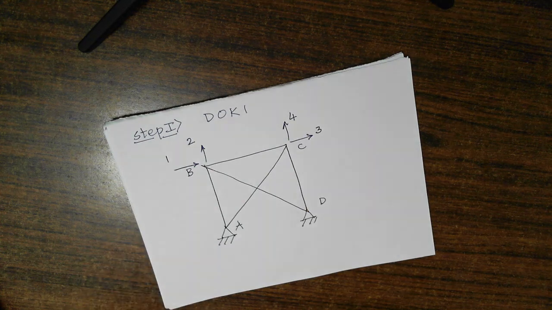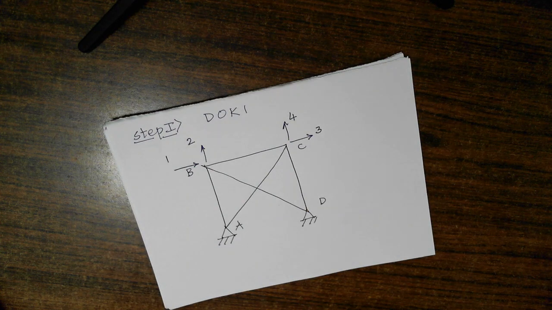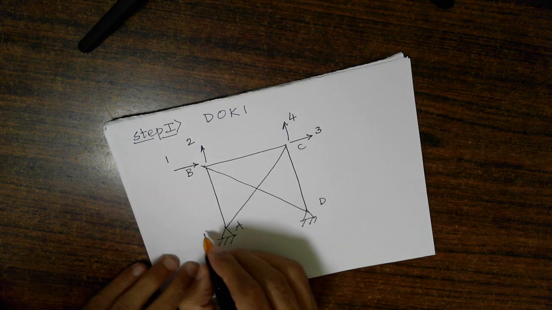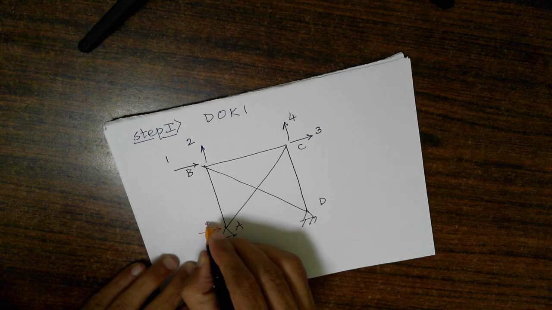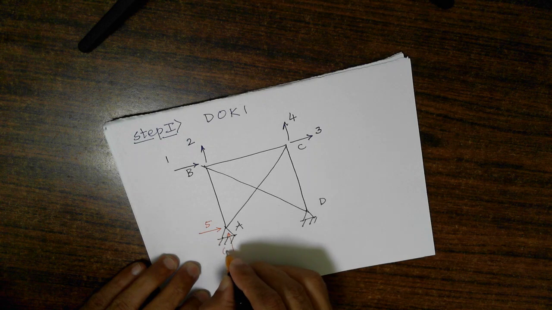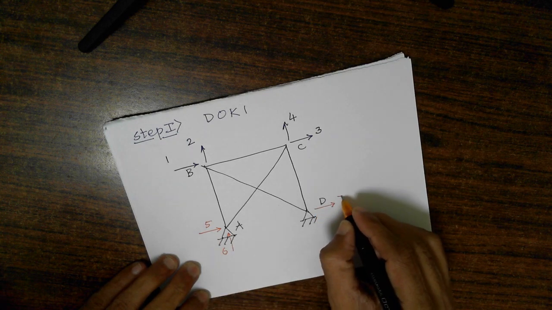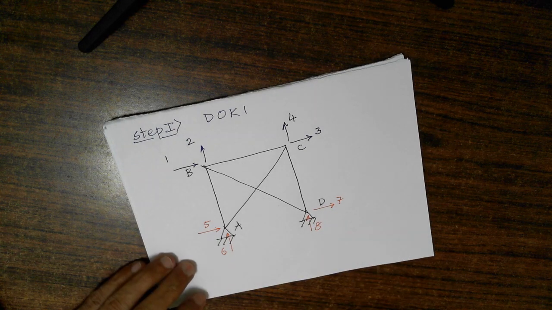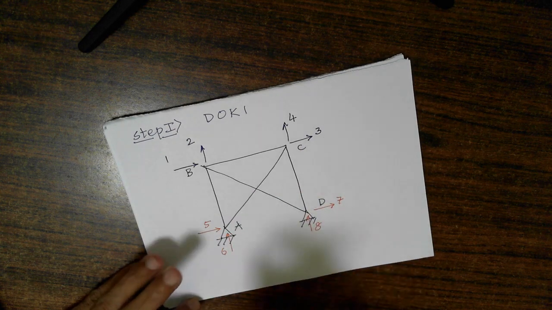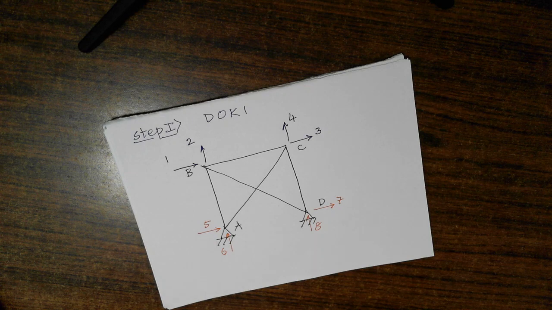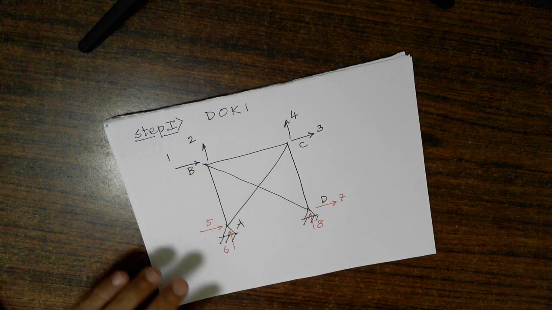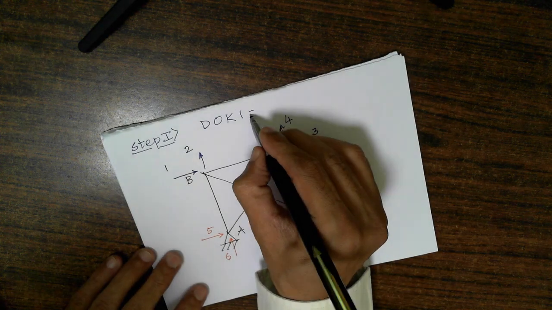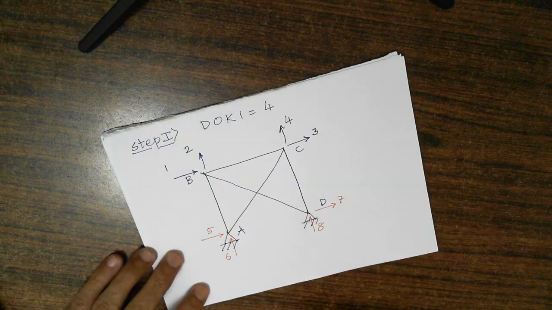These are the possible degrees of freedom, and as per our usual practice I am marking the non-possible degrees of freedom also. This is 5, this is 6, 7 and 8. Whatever is marked in orange color are non-possible, and whatever is marked in violet color are possible degrees of freedom. So what are the possible degrees of freedom? The degree of freedom of this structure is 4.